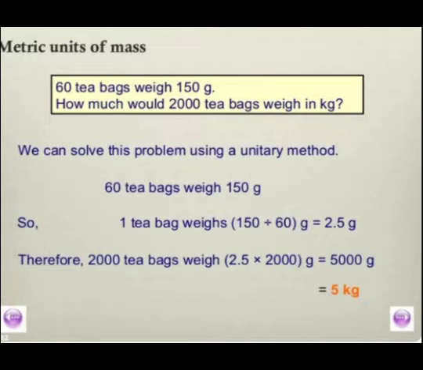60 tea bags weigh 150 grams. How much would 2,000 tea bags weigh in kilograms? We can solve this problem using the unitary method. 60 tea bags weigh 150 grams, so 1 tea bag weighs 150 divided by 60 grams, which is equal to 2.5 grams. Therefore, 2,000 tea bags weigh 2.5 times 2,000 grams, which is equal to 5,000 grams. To convert into kilograms, divide by 1,000, which is equal to 5 kilograms.